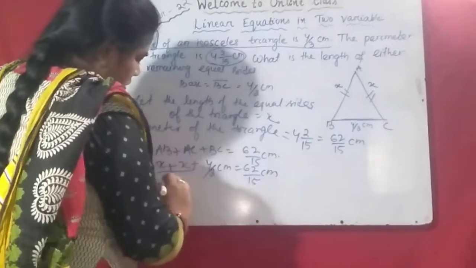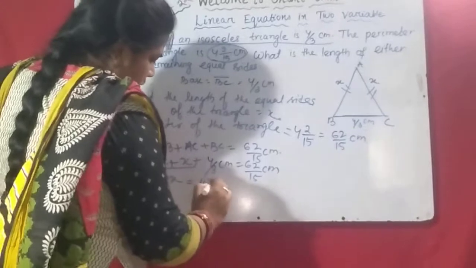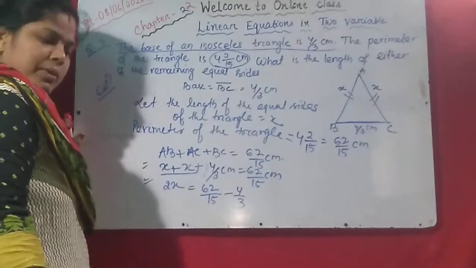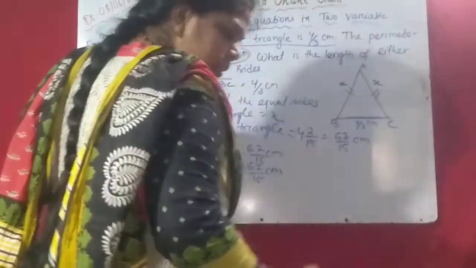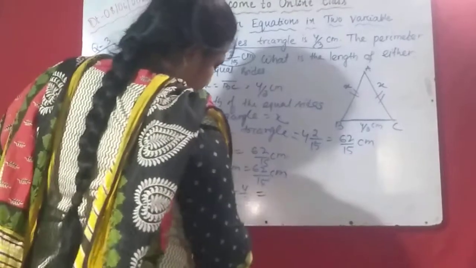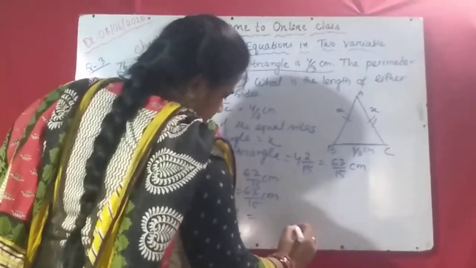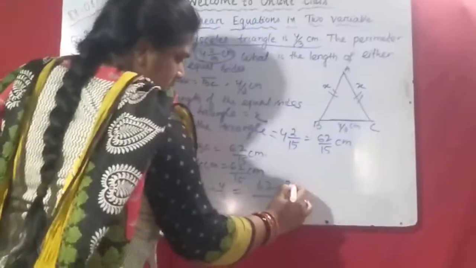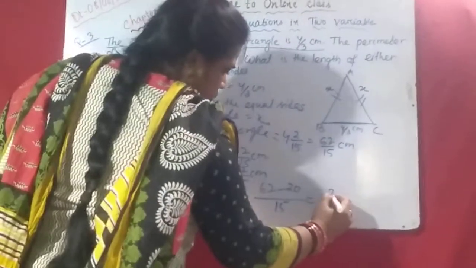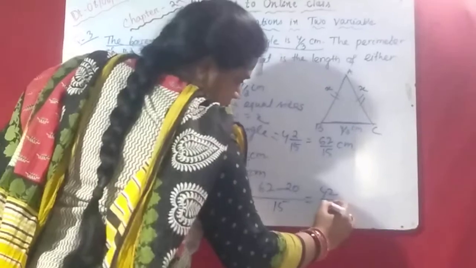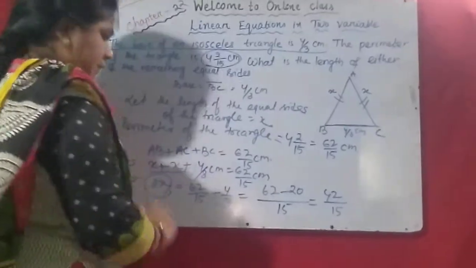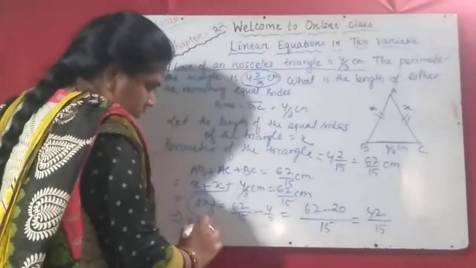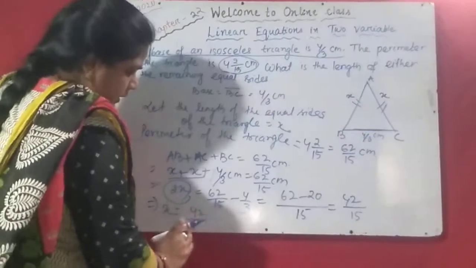So 2x equals 62 by 15 minus 4 by 3. Here plus will go as minus. Your LCM is 15. So 62 minus 3 fives are 15, 5 fours are 20, so you subtract it and get 42 by 15. So 2x equals 42 by 15. You have to find each side, so x equals 42 by 15.